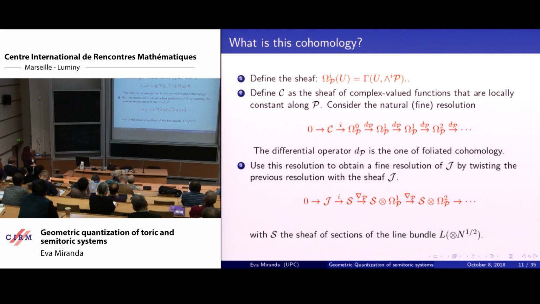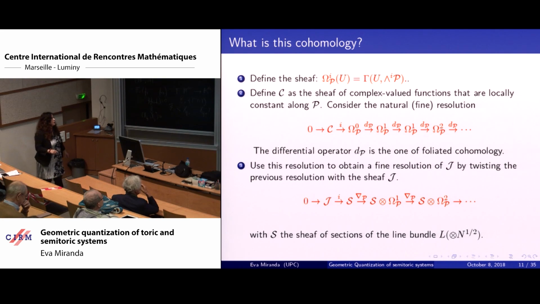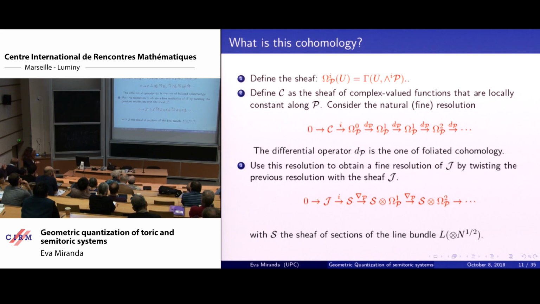Here I put the bundle in brackets. If you look at my paper, sometimes I consider just this line bundle, and sometimes I do the metaplectic correction. The results are isomorphic whether you do the metaplectic correction or you don't. So I'm putting this in brackets because you can take the point of view which you prefer.